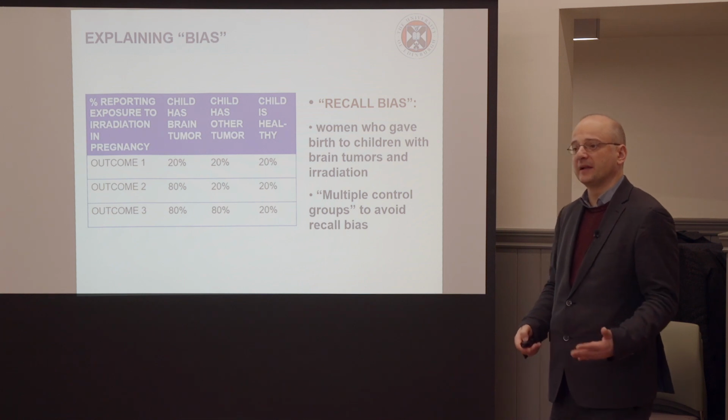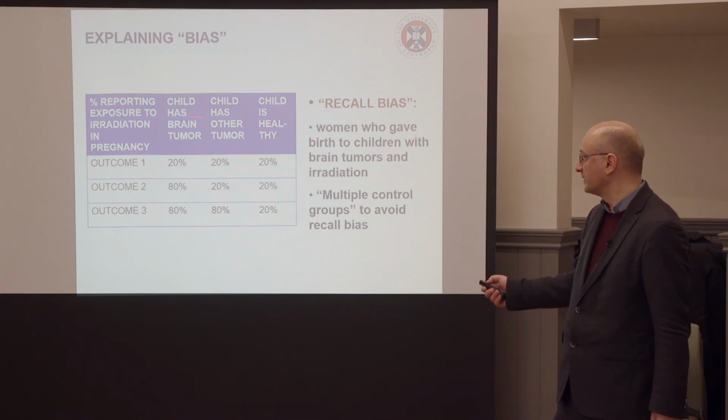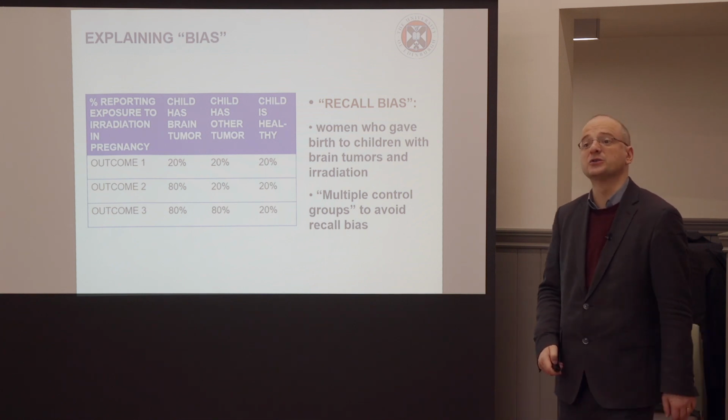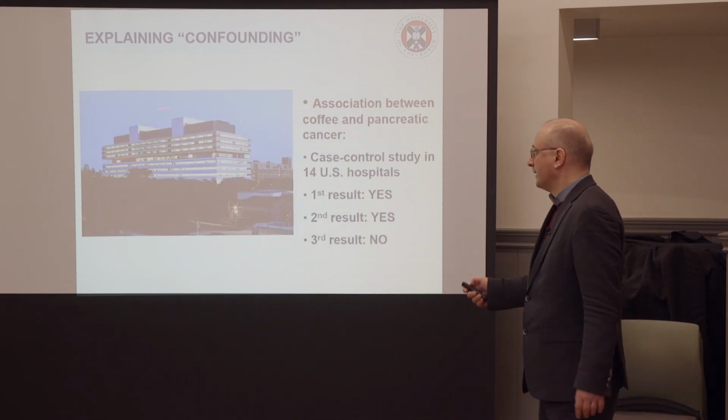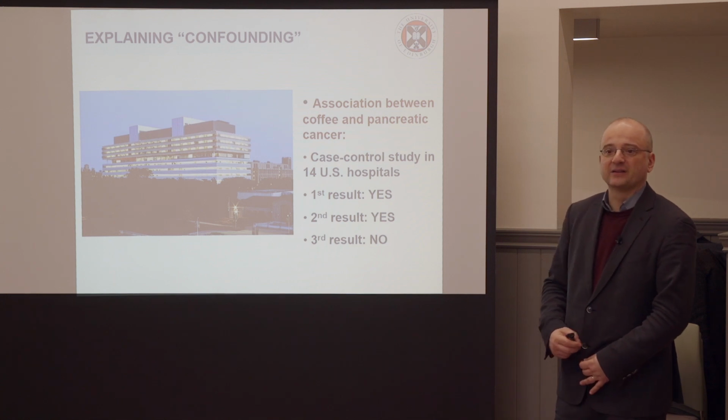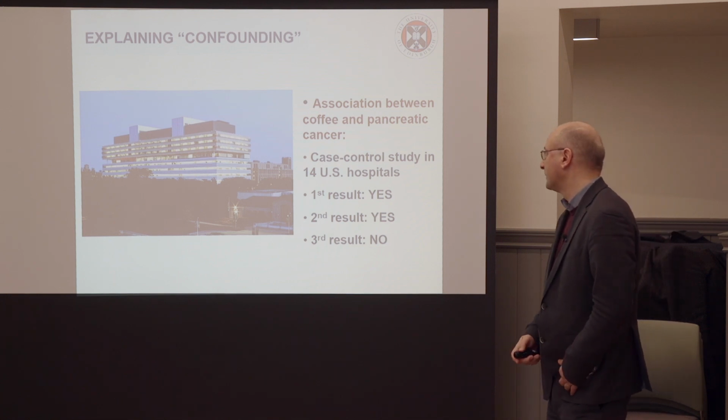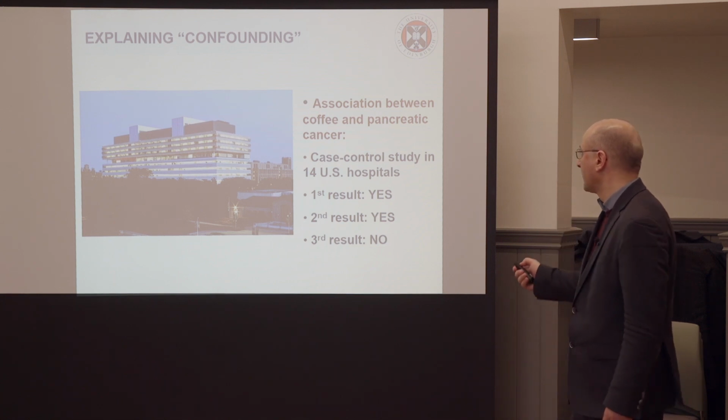So this is why you need multiple control groups in your study design. This is a well-designed study because it controls for recall bias, which it knows would be there, all right? Then explaining bias and confounding in the same example. This is a really good example.